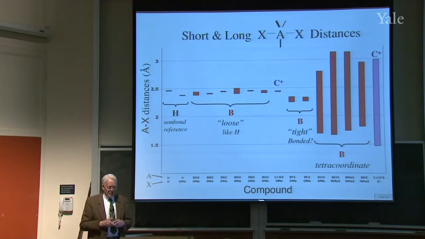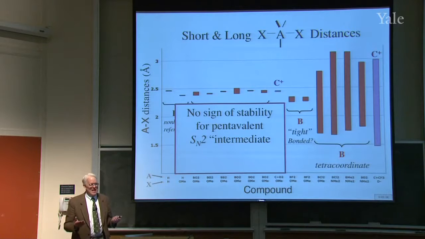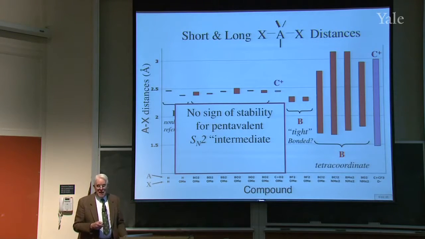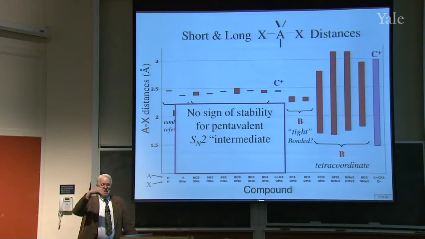And if you look at the two cases of carbon, the one with oxygens on each side there on the left is symmetrical but not short, right? And the one on the right is short. One of them is short, but the other is long. It's not symmetrical. So there's no sign from this exercise for a pentavalent intermediate of the SN2 sort being stable. It seems genuinely to be just the maximum on the way across.